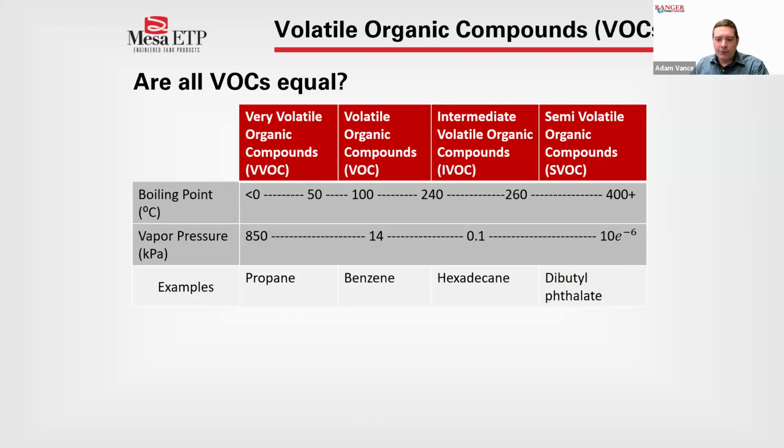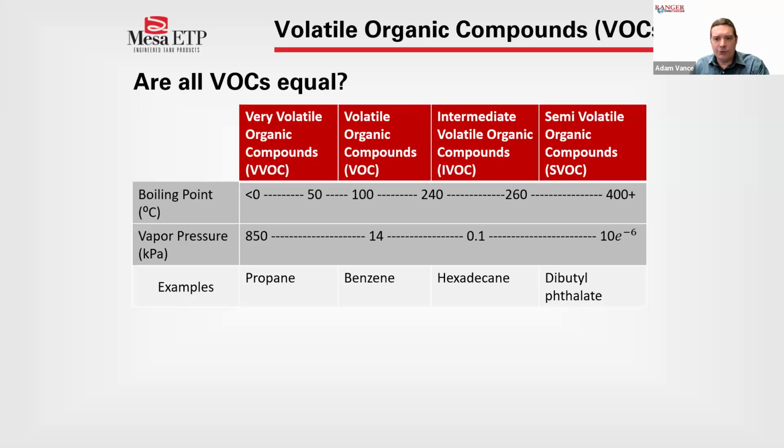So now we've talked about volatility, we've talked about emissions and what factors go into that, and now we're going to talk about the emissions themselves, and they're made up of volatile organic compounds. And in this chart, there's maybe a little bit going on, but we're going to talk about the differences in VOCs, and VOCs are not all equal.